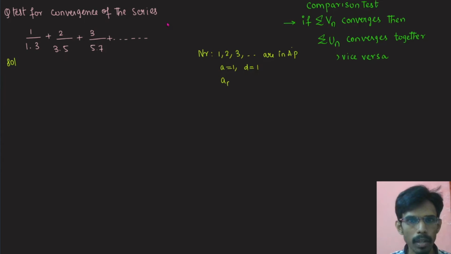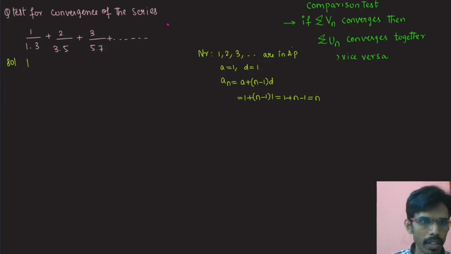So its general term an will be a plus n minus 1 into d. So we have a value 1, n minus 1 will be n minus 1, d is 1. So we have 1 plus n minus 1, that will be n. So the general term here un, in numerator we have n.